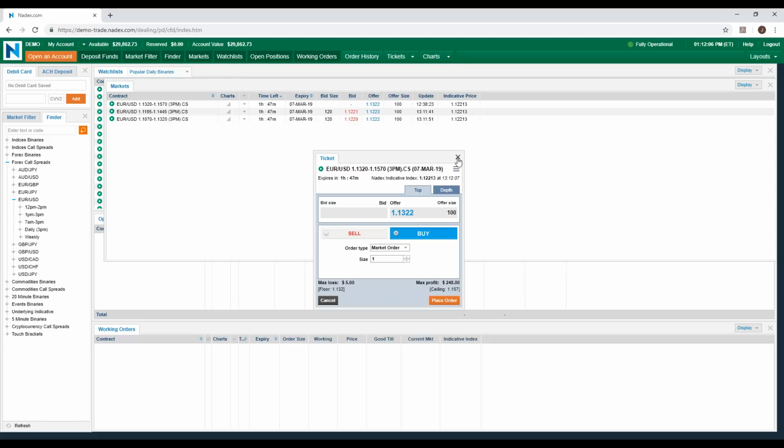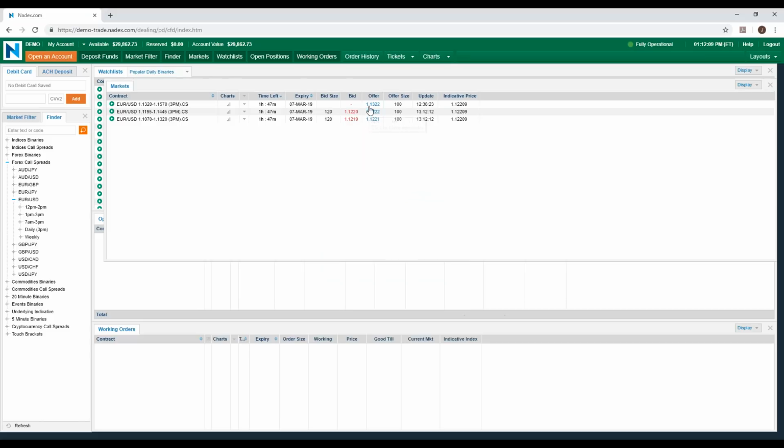Well, you also have to realize, where are you buying it at? 1322. Where's the market? 1220. The market's 100 points below, 100 pips below where you're buying it. The market would have to go up 100 pips just to get to where you bought in. Okay, and if you watch some of my past videos, we really go through this, and you'll understand why randomly choosing a low risk trade is not always the best bet.